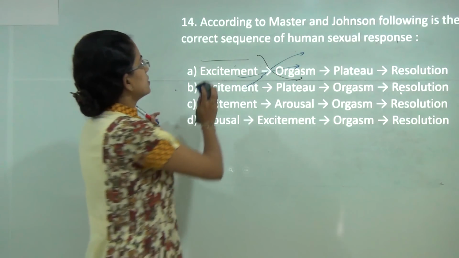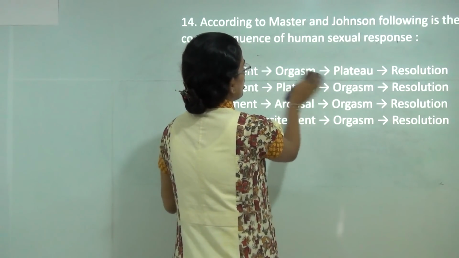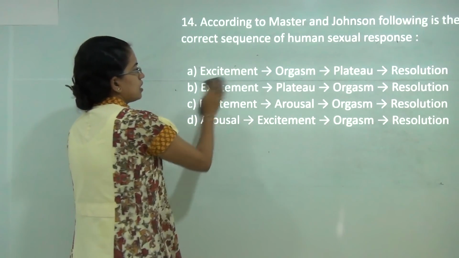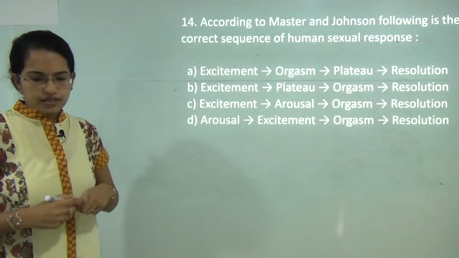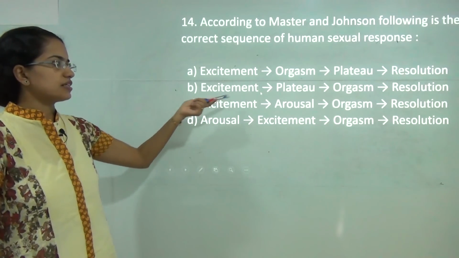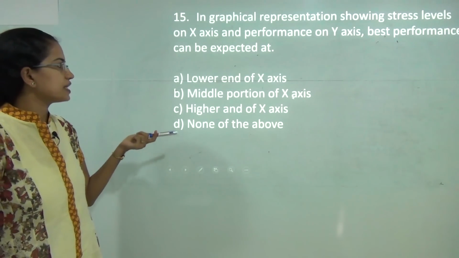Next question. Masters and Johnson gave the sequence, and that sequence was B. So you have the direct sequence that you need to remember here. This was a very direct question.